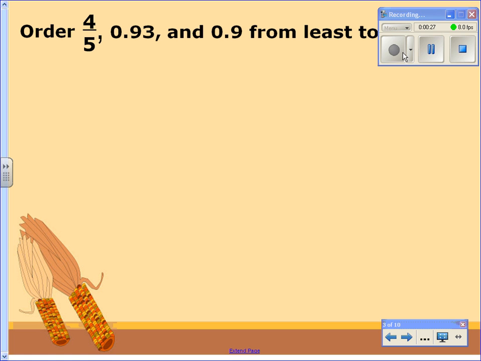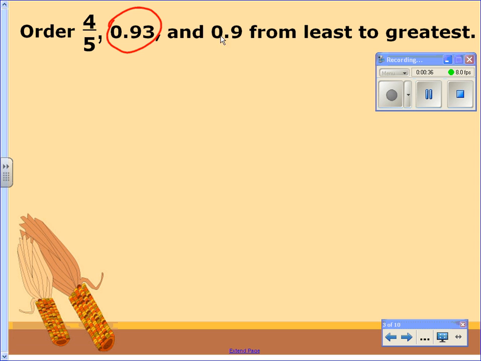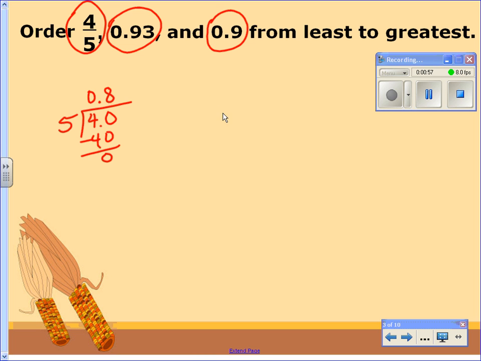So I'm just going to start with a real easy example. Order 4/5, 0.93, and 0.9 from least to greatest. Well, what I see is a decimal, and a decimal, and a fraction. So I'm going to go ahead and take that fraction and put it in the same form as the others by doing bow tie, bottom out, top in. So 5 goes into 4, 0 times. My decimal comes straight up. 5 goes into 40, 8 times. Minus 40 is 0.